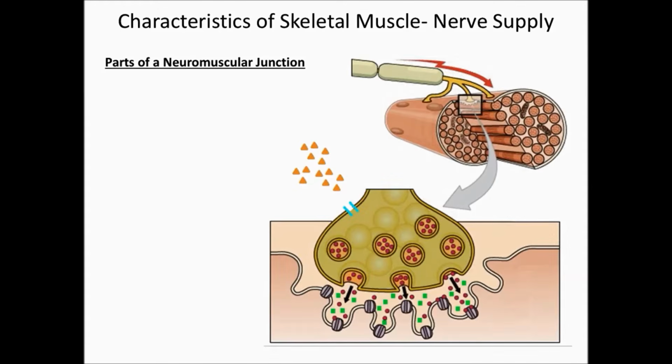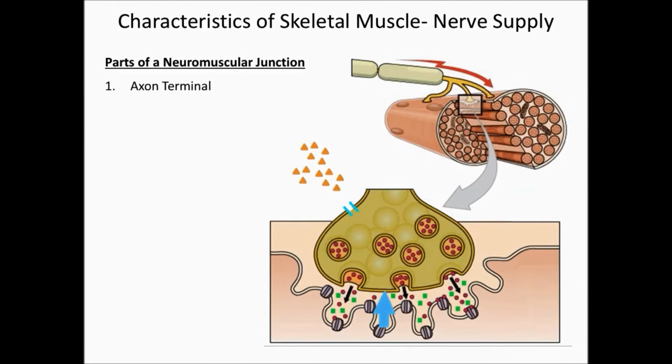Now we're going to take a closer look at a motor unit where an action potential is transferred from a motor neuron to the muscle fiber. This area is called the neuromuscular junction. The neuromuscular junction is a synapse between a motor neuron and a muscle fiber. First, we're going to take a look at all the parts of a neuromuscular junction that are associated with the motor neuron. The first part is called the axon terminal. The axon terminal is the end of a motor neuron.